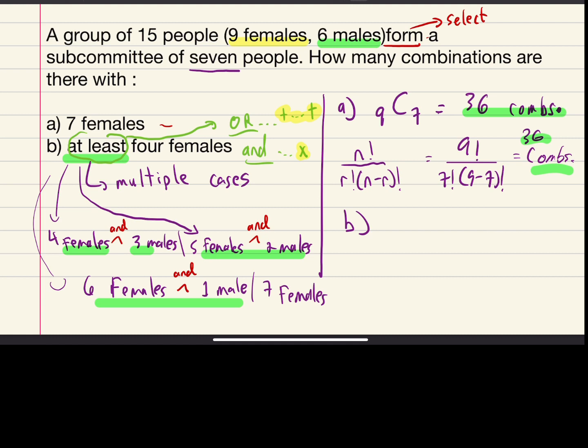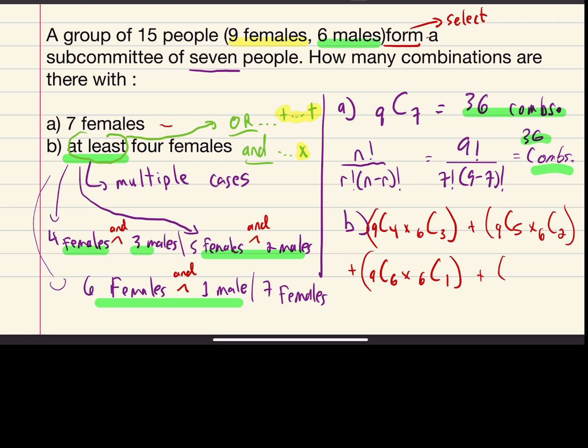So for the first combination, you've got 4 females, so out of 9 females, you're going to choose 4. And that's going to be multiplied by, out of 6 males, you're choosing 3. And then plus, or, out of 9 females, you're choosing 5, multiplied by, out of 6 males, you're choosing 2. And then plus, or, out of 9 females, we're choosing 6, multiplied by, because it's and 1 male, out of 6 males, we're choosing 1. And then finally, added to, not multiplied because it's or, just 7 females, which is out of 9 females, we're choosing 7.